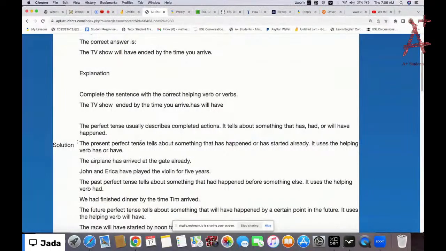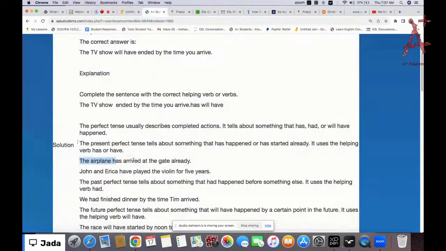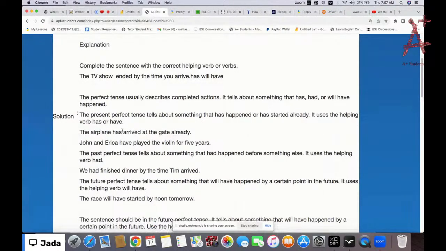Okay, so present perfect tense tells about something that has happened or has started already. Okay, something that has happened or has started happening already. And then it uses the helping verb has or have. Now the airplane has arrived at the gate already. John and Erika have played the violin for 5 years. So whenever you see has and have, you know that is the present perfect tense.